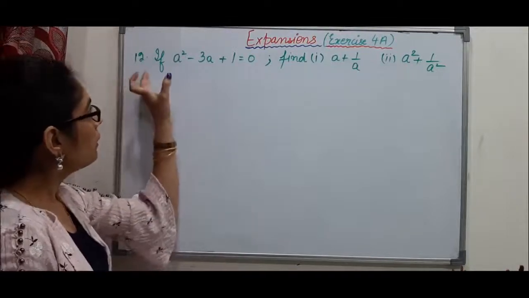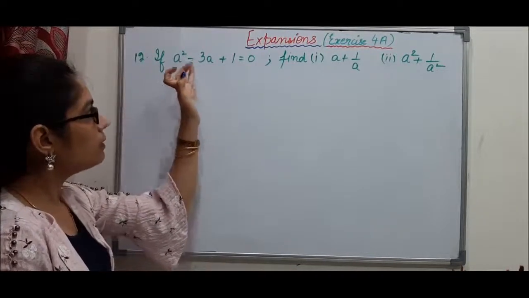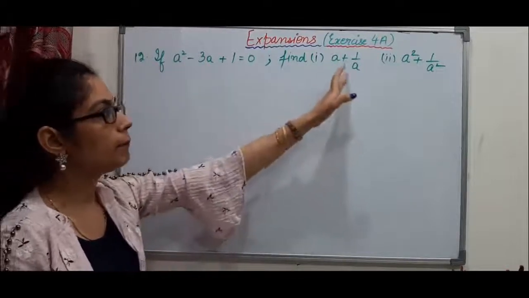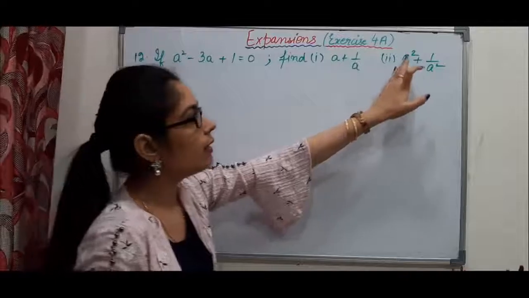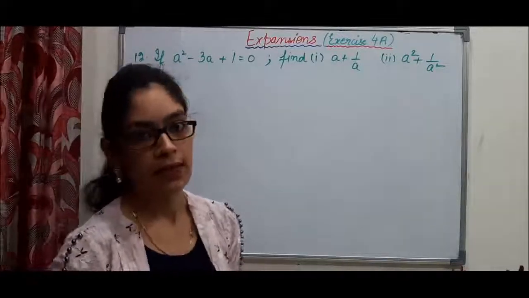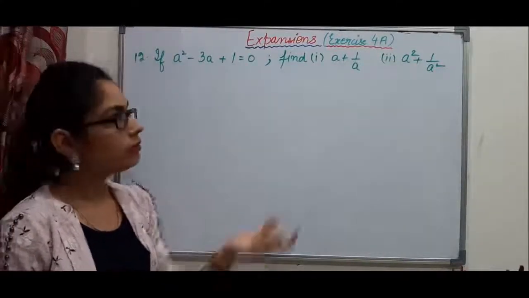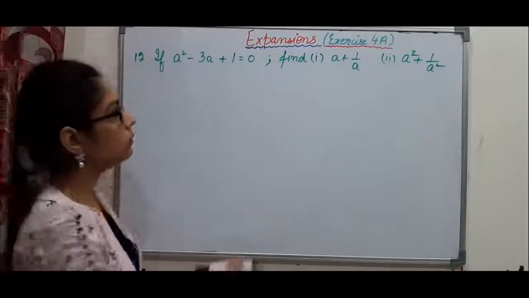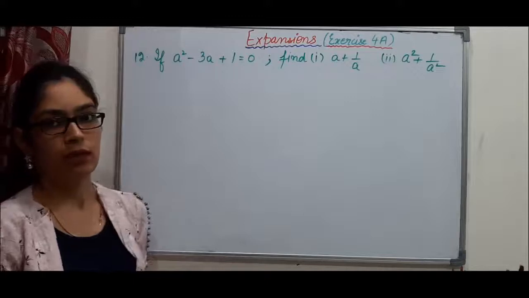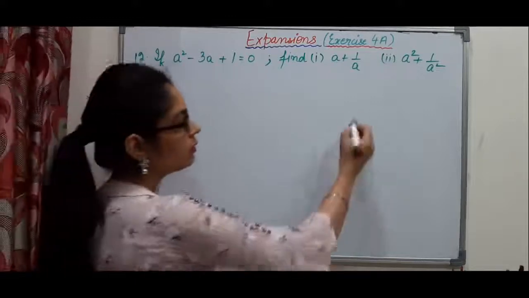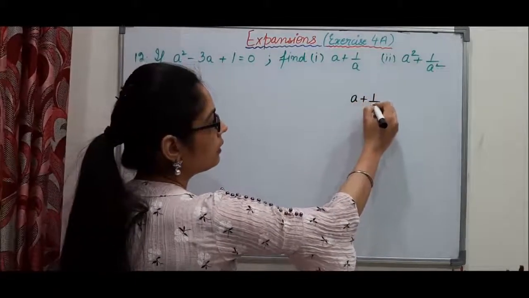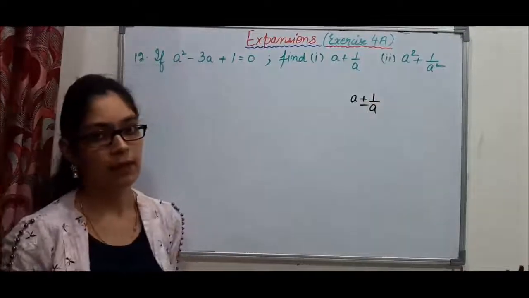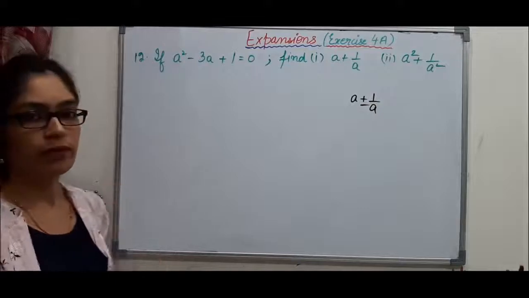So we can see here, if a square minus 3a plus 1 is equal to 0, find a plus 1 by a and a square plus 1 by a square. See, same things we have to find which we were finding in the previous questions, but the given expression is different now. Earlier it was given to us either a plus 1 by a or a minus 1 by a, but now a whole different thing is given.